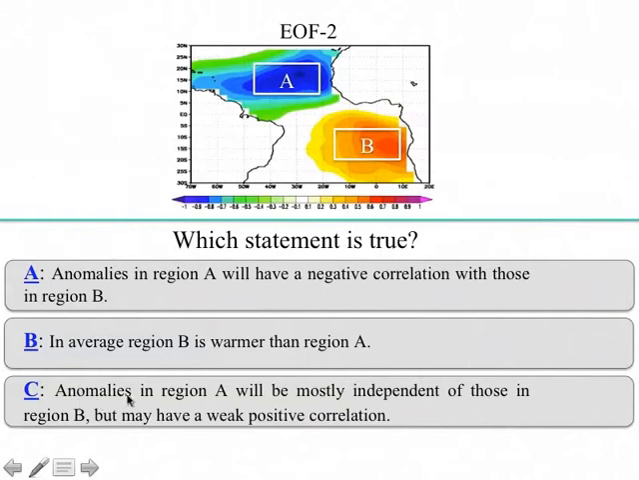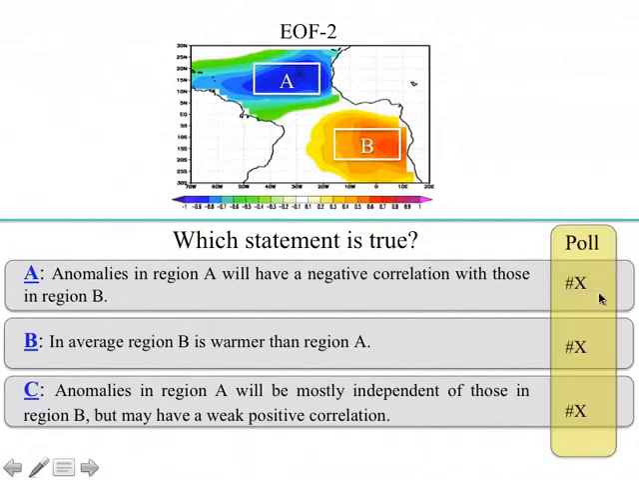And then as part C: anomalies in region A will be mostly independent of those in region B. So what's going on in region B is mostly unrelated to what's going on in region A, but it may have a weak positive correlation. So when there are positive anomalies in B, there will be positive anomalies in A, but this will be a weak relationship. Now think about which of these 3 statements you think is true. And don't think about what I might think or what the community thinks. Just think honestly about what you think would be a true statement. I give you a few minutes, and then everybody has to make a choice.